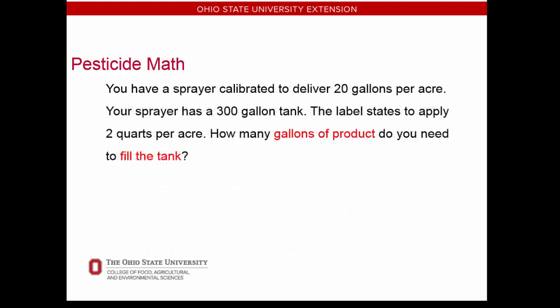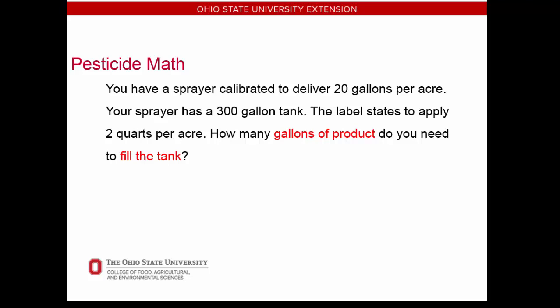Many times you need more than a tank load of spray, and you have to calculate how much product you need per tank load. In order to do this, you first have to determine how much area one tank load covers. Let's look at this example. Our sprayer is calibrated at 20 gallons per acre. The tank holds 300 gallons. The label rate is 2 quarts per acre. How much product goes into a full tank?